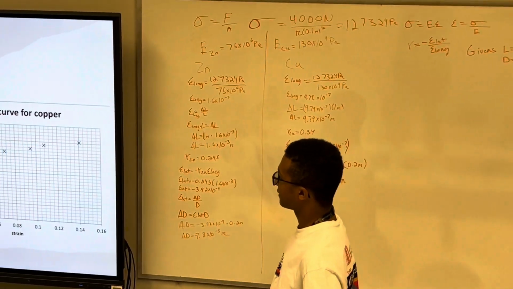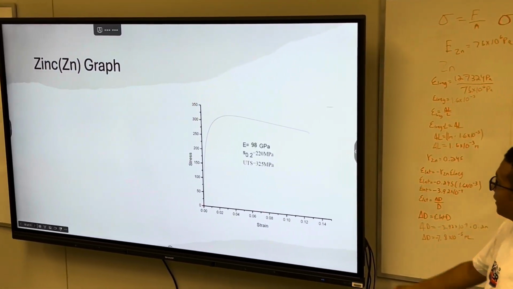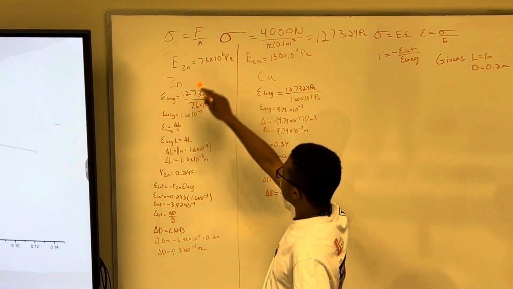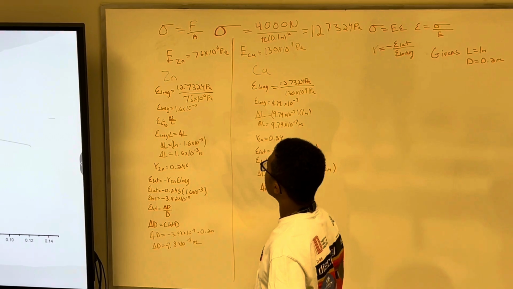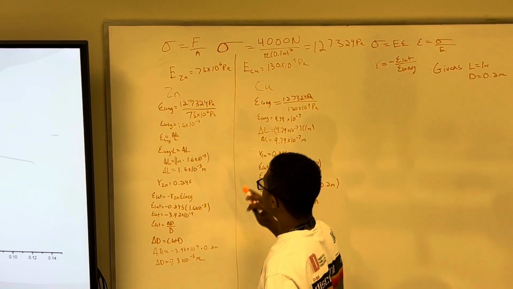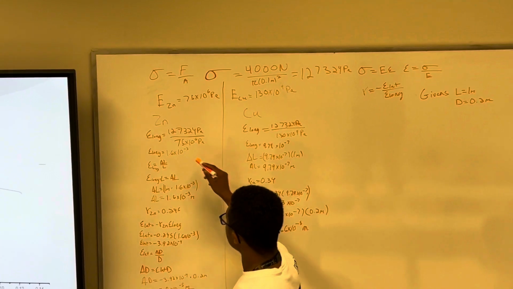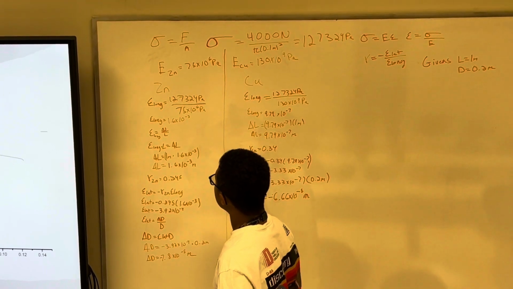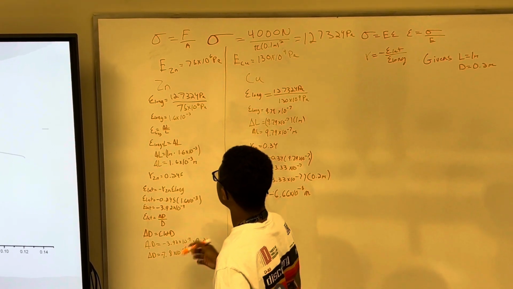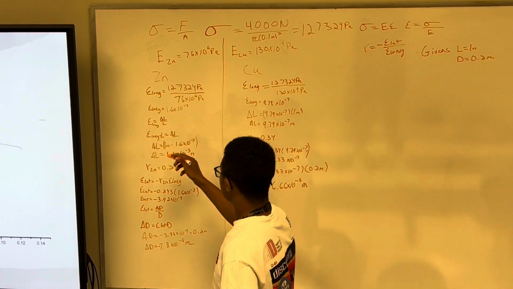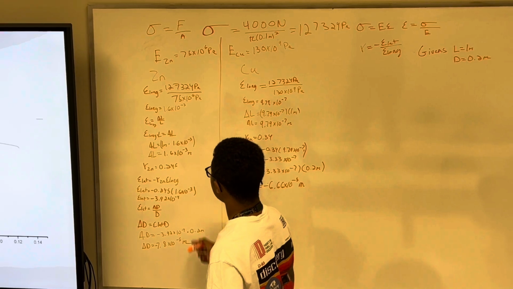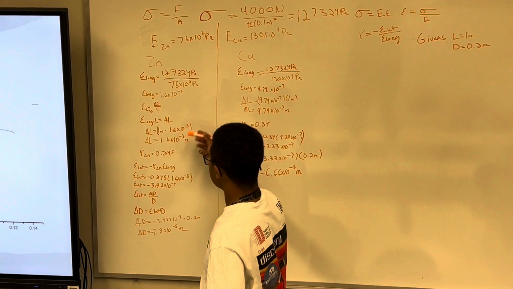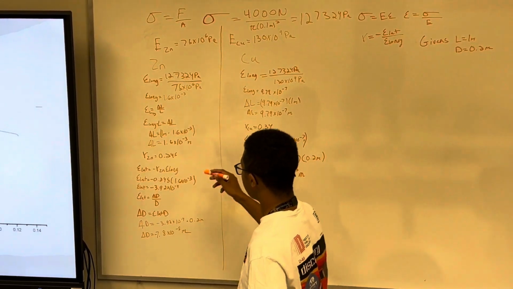Then we're on to zinc. Here's the graph for zinc that we have, and then all the calculations. Same thing. Young's modulus for zinc is 75 megapascals, sorry. Do the same thing over again. The longitudinal strain is 1.6 times 10 to the negative 3. Same thing, we find the change in length. We take the longitudinal strain times the original length, so it's just 1.6 times 10 to the negative 3 meters.